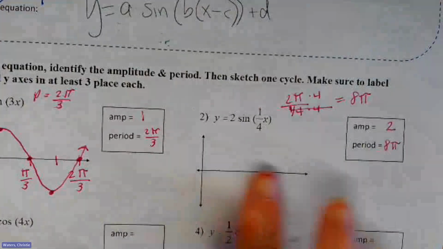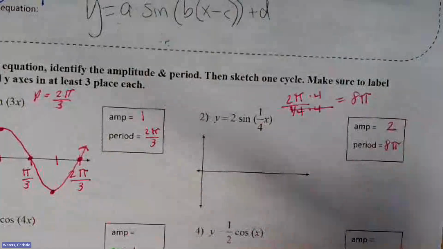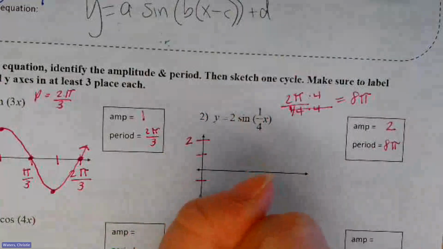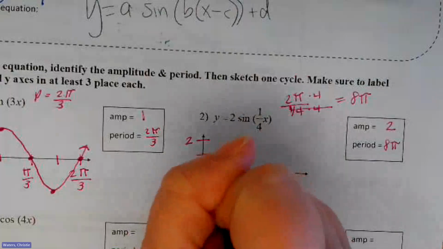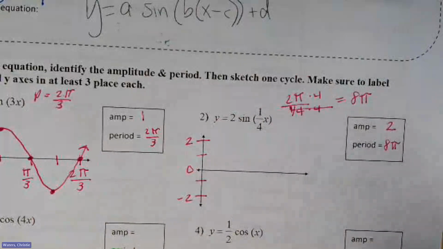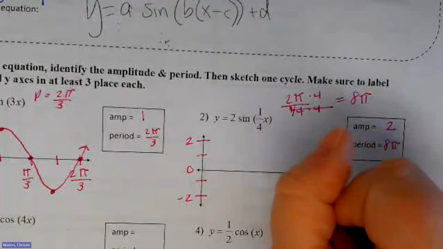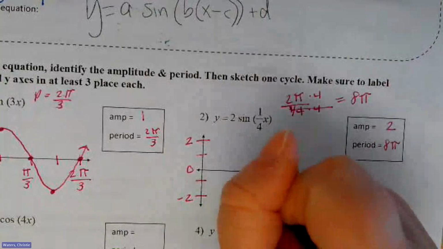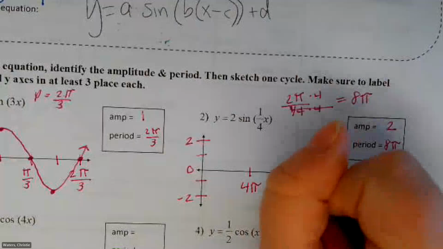Okay, so now I'm ready to set up my axes. The amplitude is 2, so I'm going to go up 2 and down 2. And the period is 8 pi, so I'm going to put 8 pi at the end. Halfway to that would be 4 pi.